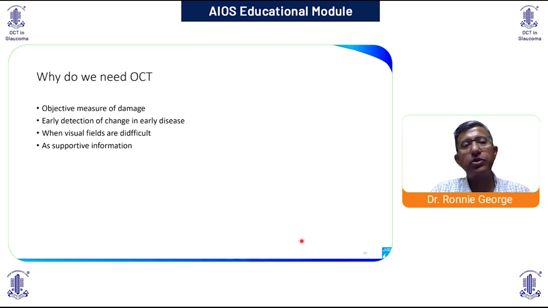So it's important to use both structure and function in assessing our patients. And when we're using structure, it's best that we use an objective measure of structure rather than something like a disc photo, which is useful as a long-term document, but it's a little difficult to assess progression on.